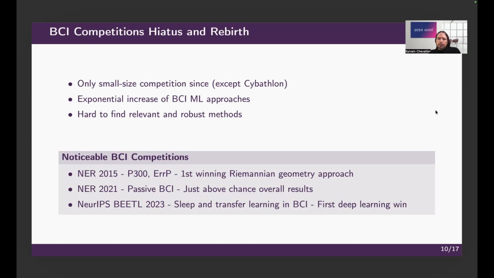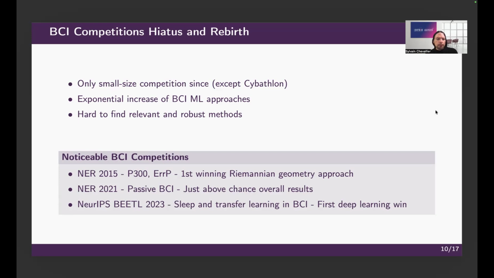One that was also very noticeable was the NER 2021 on passive BCI. What was very difficult was to detect workload and cognitive load for different participants. And the competition was very, very difficult, and the results for some of the different classes that were to be predicted were only just above chance level. Whereas in the literature, it was said that it was very simple and already quite solved as a problem.